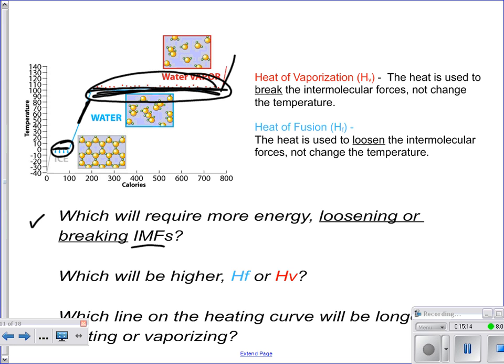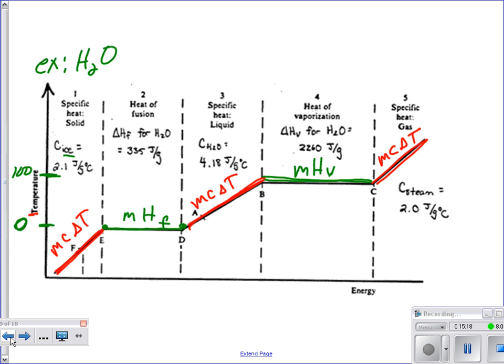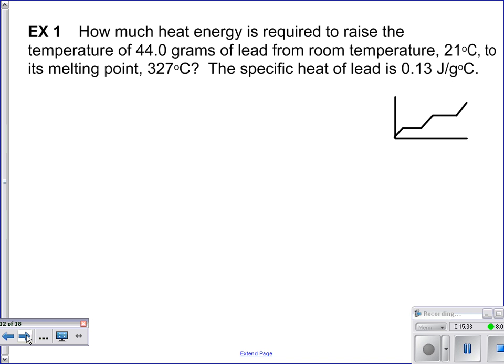And if you guys were to flip back and look at this, for example, you would see that 2260 compared to 335 takes a lot more energy to overcome those intermolecular forces and turn into a gas. Okay, which now takes us to the first example that we have.